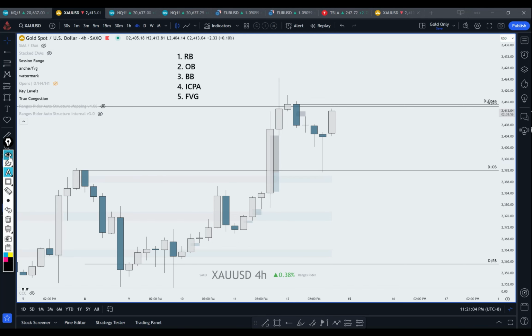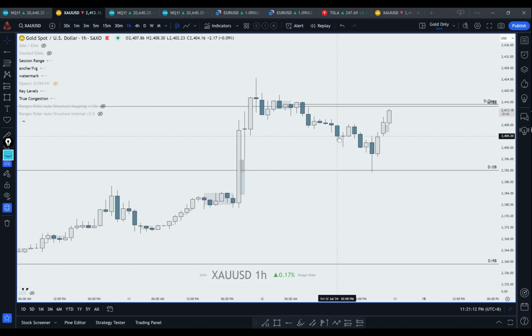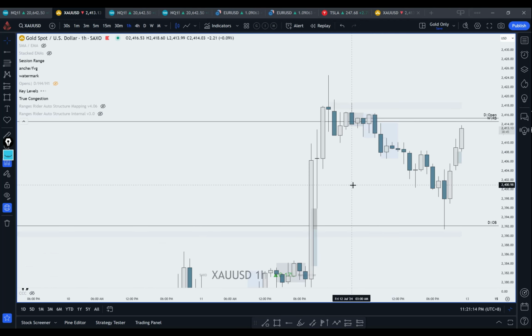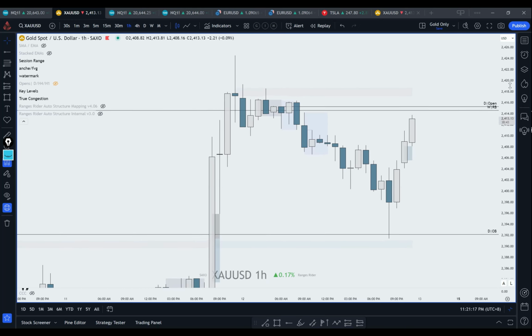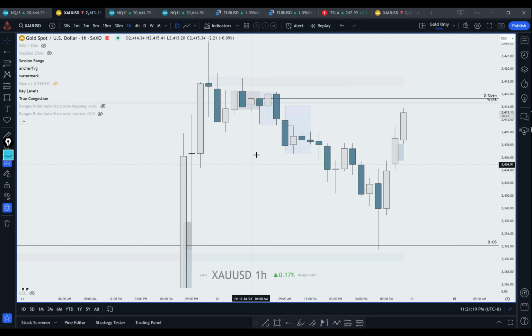So basically, we don't have anything on the H4 time frame. If you don't have, it's okay. Then you go to the H1 time frame. And on the H1 time frame, this is where the day opened.